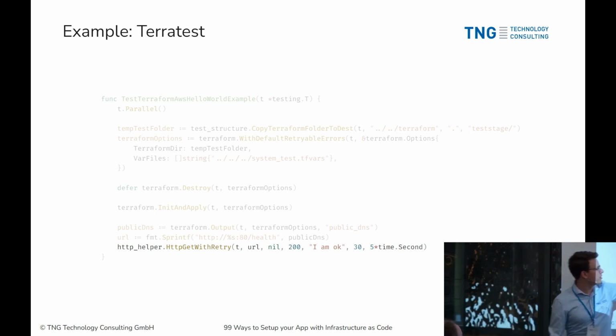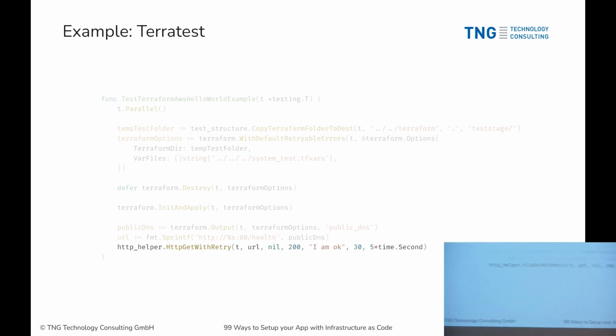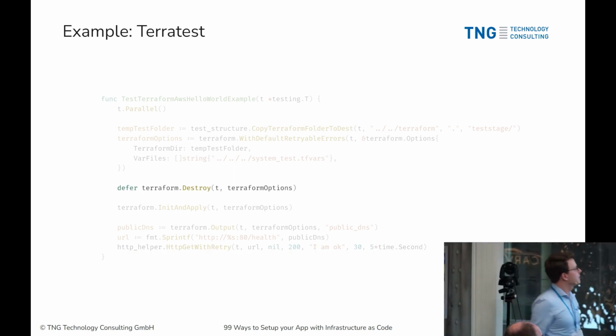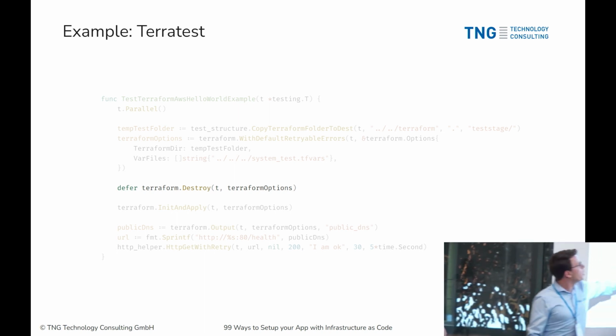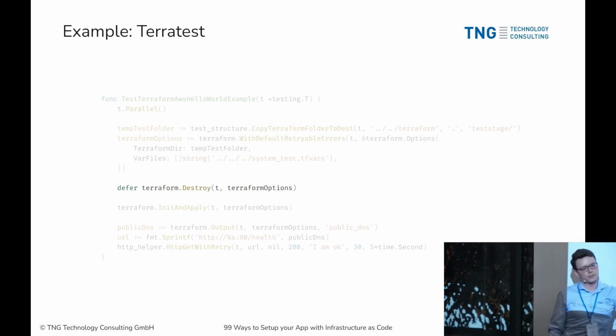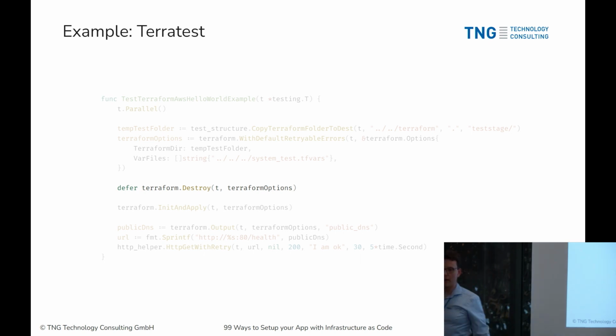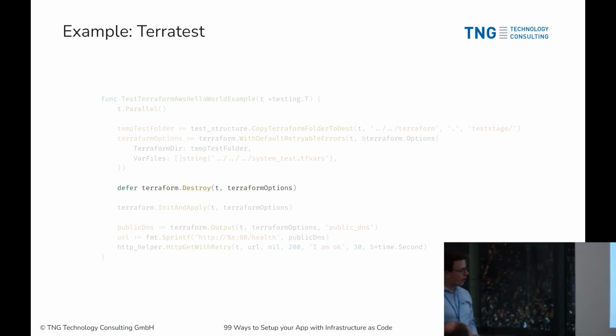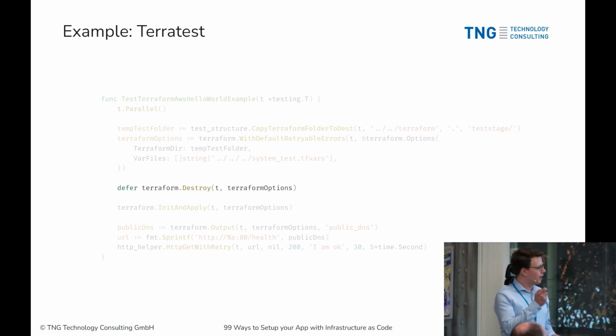So we do some HTTP GET request, and we expect that a 200 comes back from that, and then we are satisfied. And in any case, this defer keyword here, we would like to make sure that in the end, it's destroyed again. And so everything is cleaned up nicely, and we don't have like zombies of test stacks floating around in our infrastructure. This was the first of many, many challenges.